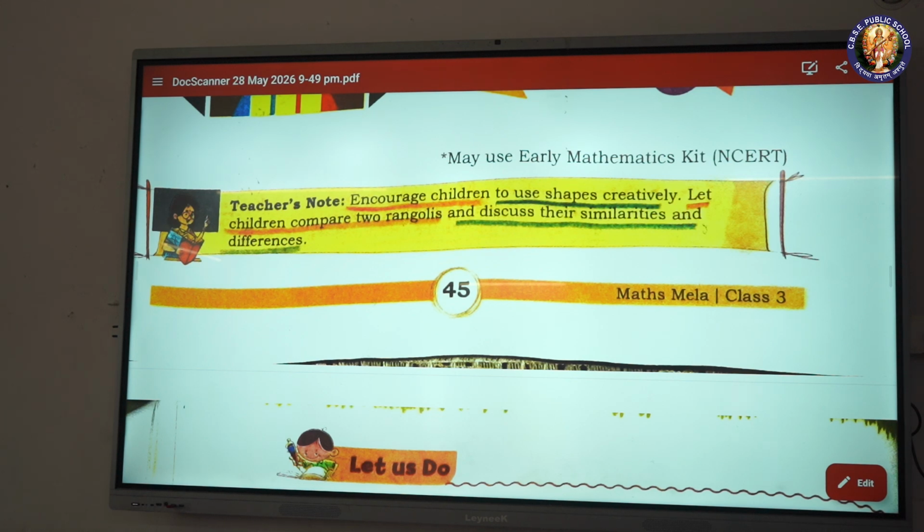Teacher's note. Encourage children to use shapes creatively. Let children compare two rangolis and discuss their similarities and differences.